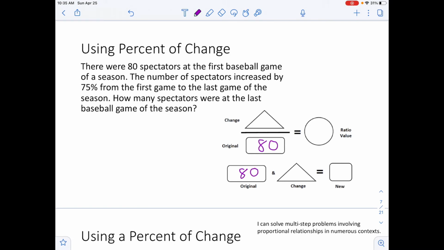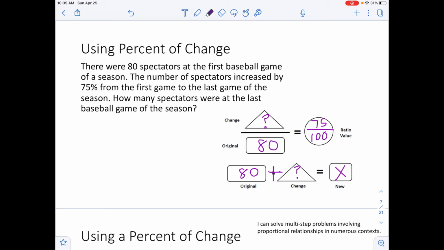So we know that 80 were at the original. That's the starting point. We know that there was a 75% increase, so we're going to write that as 75 over 100. We know we're trying to figure out the new total. How many people were at that last baseball game? It's an increase, so I know that I'm going to add here: 80 plus the amount increase equals the new. So my triangle is going to be my unknown.